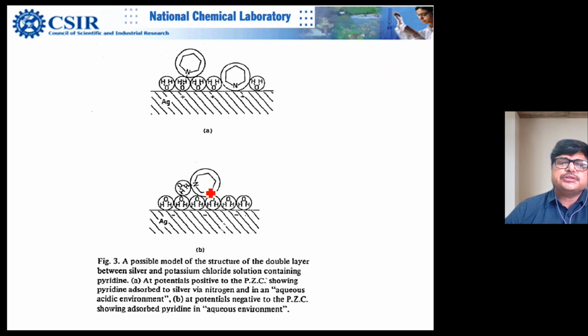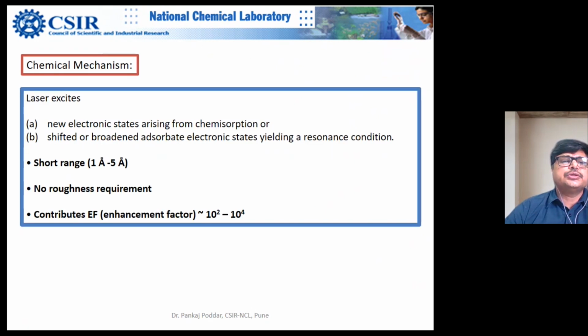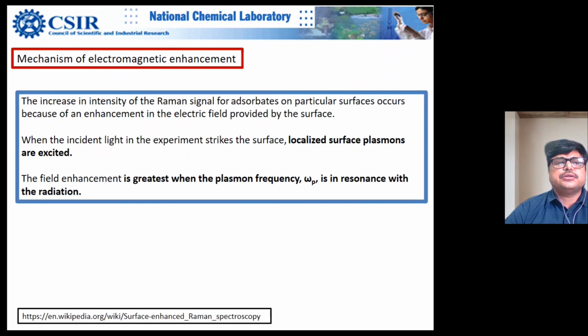But for electromagnetic enhancement, the molecule can be slightly away from the substrate, but not more than 10 nanometers, because the field enhancement gets killed after a few nanometers. So this is the difference between both. The chemical enhancement mechanism works at a very short range. There is no requirement for rough surfaces, and the enhancement factor is 10^2 to 10^4, not much. Here the charge transfer complex mechanism works.